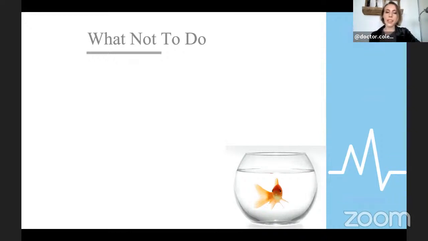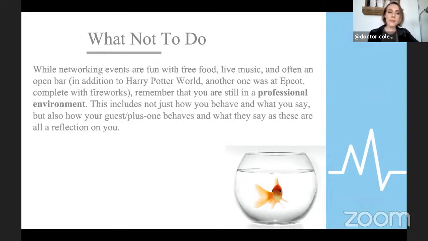So while networking events are fun, and they often involve free food, live music, an open bar, in addition to, for example, Harry Potter World, there was another event that we had at Epcot, complete with fireworks. So it was very fun. Also an open bar. So you want to remember that you are still in a professional environment. And this includes not just how you behave and what you say, but also how your guest or your plus one behaves and what they say, because these are all a reflection on you.